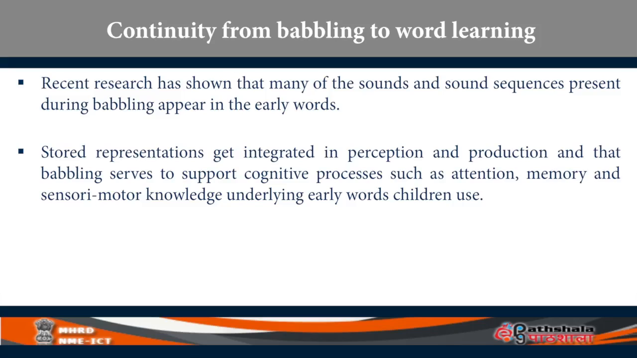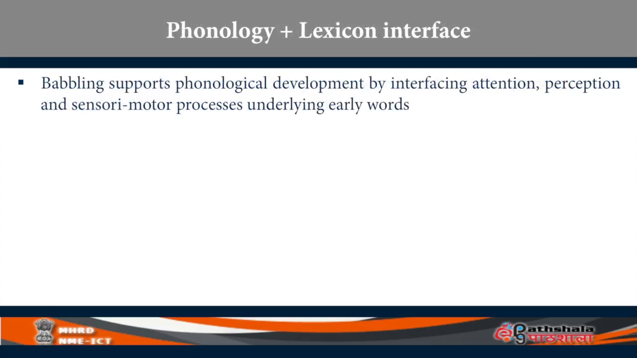In other words, the child's cognitive development, the development is not only in terms of the way the child moves the lips or the tongue or the jaw or the articulators. The child's cognition is developing. Memory is improving, attention is able to focus more as the child grows. So the cognitive processes like attention, memory and even sensory motor knowledge, the moment the child becomes a toddler, 2 years, starts walking out of the house, the language comes out. So the sensory motor knowledge, the memory, the attention, all these processes impinge on the way sounds are acquired and used meaningfully within words by children. So in other words, there is an interaction between phonology and lexicon. Babbling supports phonological development by interfacing attention, perception and sensory motor processes underlying early words.